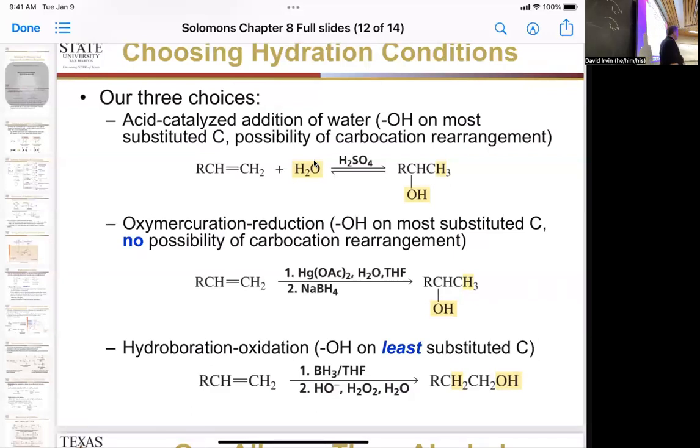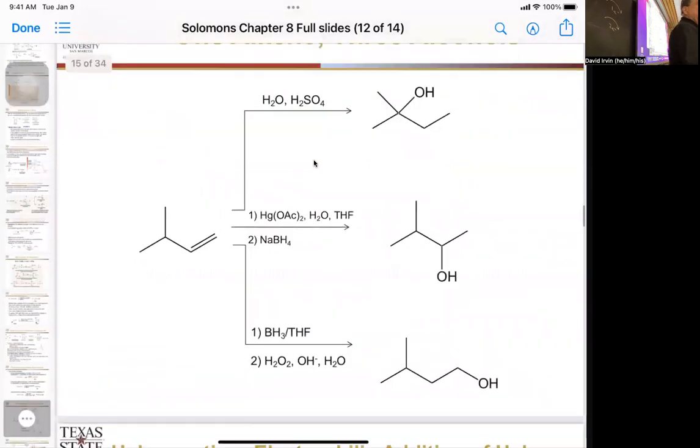There's going to be some problems with that, and you'll see that. In the oxymercuration-demercuration, you're only going to get the alcohol on one of the carbons of that alkene. It's not going to rearrange because there's no carbocation. In hydroboration-oxidation, you're only going to get it on the least substituted side. So what does that mean? That means you can start with the same starting material and get a tertiary, a secondary, or a primary alcohol by choosing your reagent. Your reagent is so important here.